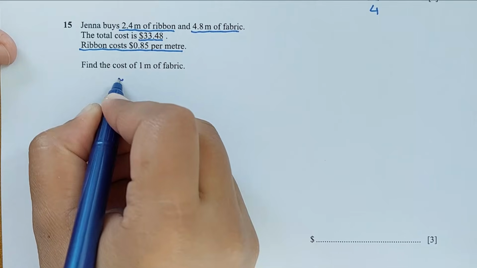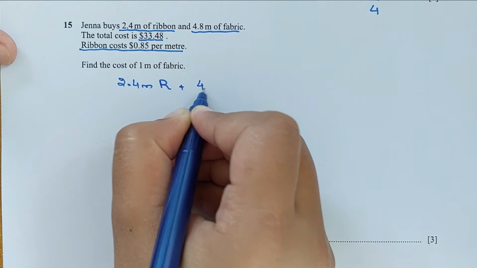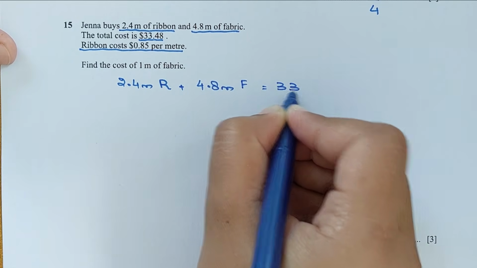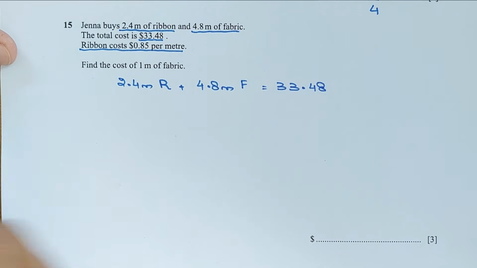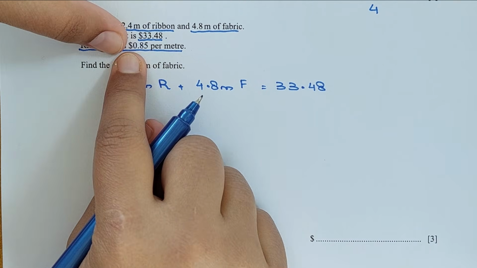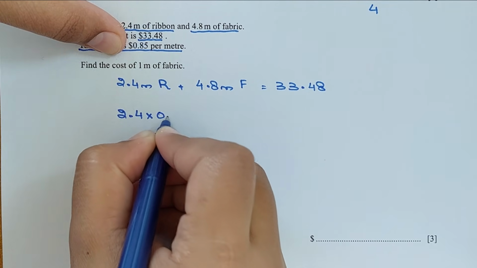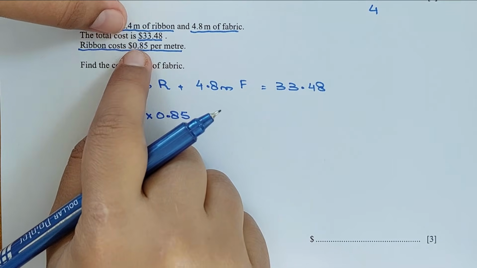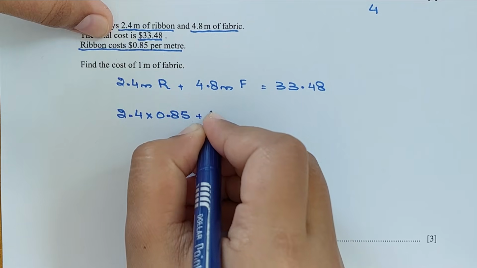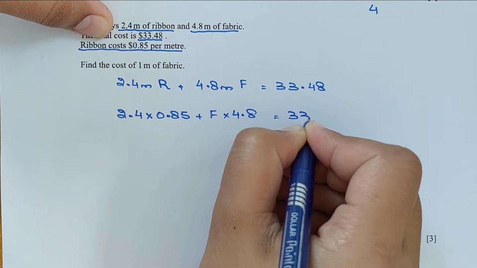So we are given 2.4 meters of ribbon plus 4.8 meters of fabric. This cost is 33.48. We are given the ribbon cost per meter is 0.85. So 2.4 times 0.85. 1 meter is 0.85, so what is 2.4 meters? Now for fabric, we can say F times 4.8 is 33.48.